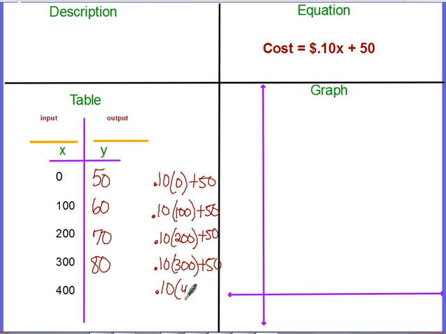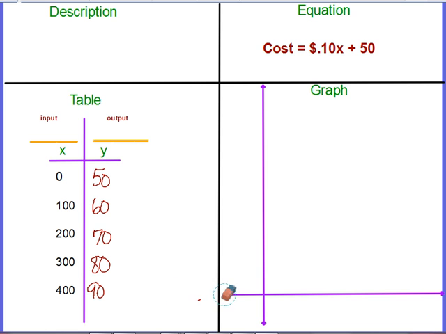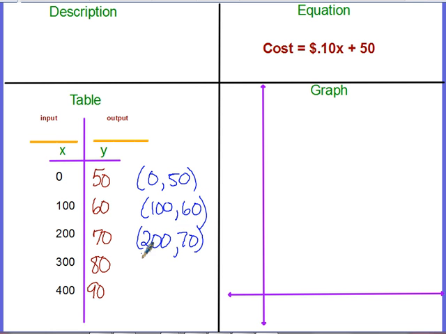And that's going to be 90. Okay, so now that I have my table of values, I'm going to go ahead and create my ordered pairs. So my ordered pairs, again, putting the x with the y: 0, 50; 100, 60; 200, 70; 300, 80; and 400, 90.